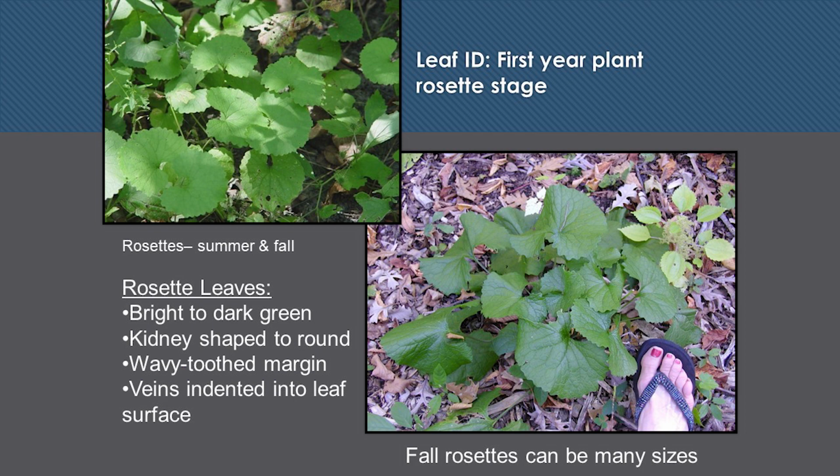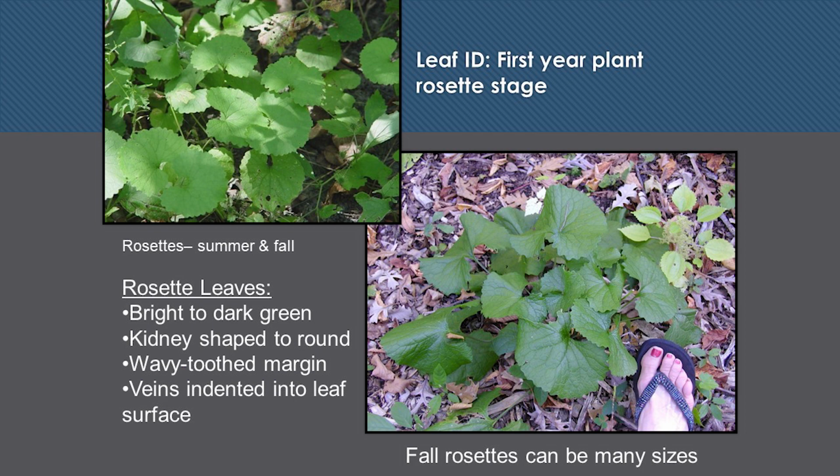All right, so here's the first year plant in the rosette stage. They're bright to dark green, kidney shaped. I don't exactly like that word, but the botanical term orbicular means: if you drew a circle around that leaf, would most of that leaf fit inside that circle? And that's pretty much the case. It's pretty round. It's got some lookalikes at this time of year, but it has wavy tooth margins.